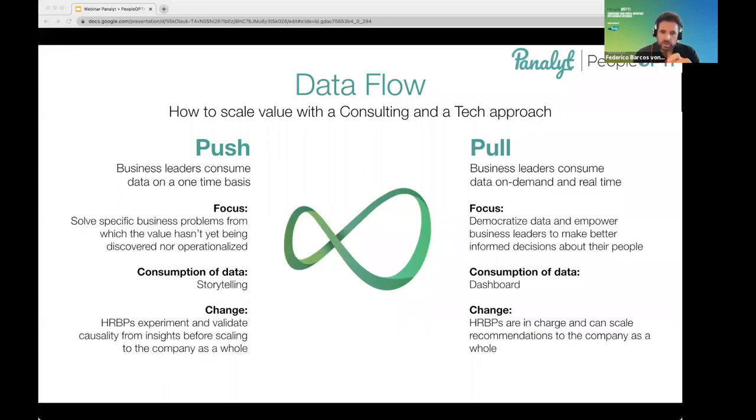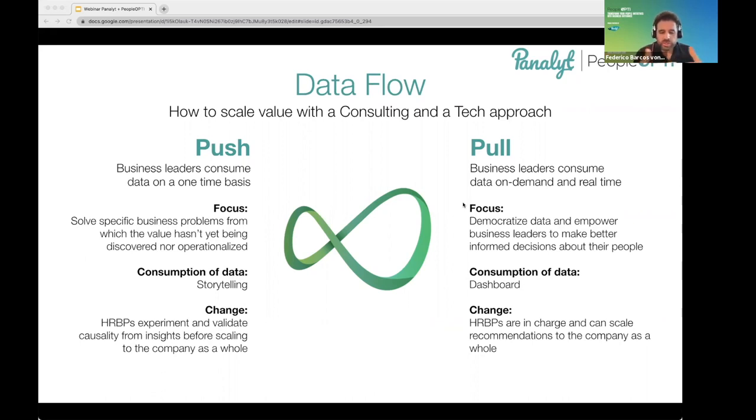But the interesting thing is that the risk from the push strategy is that the rest of the company perceives the people analytics team as a project-based team, which is a risk because we are not going to produce a transformation, at least from a culture perspective, from a data-driven perspective. And also, if we have a standalone pull strategy, we are not going to have a transformation from a data-driven perspective either.